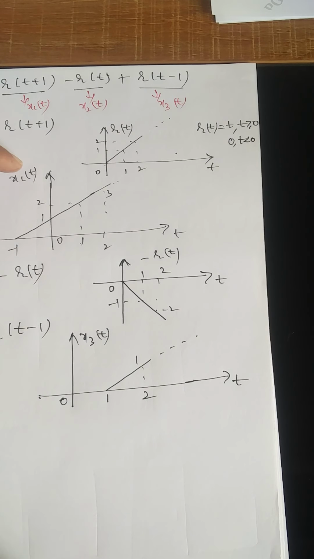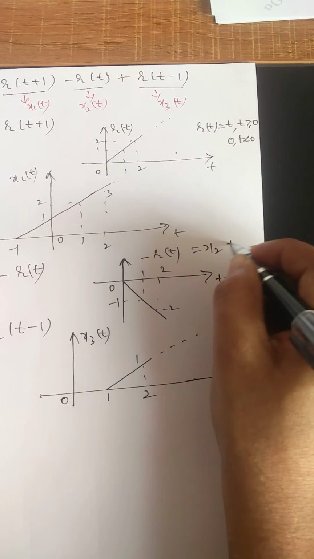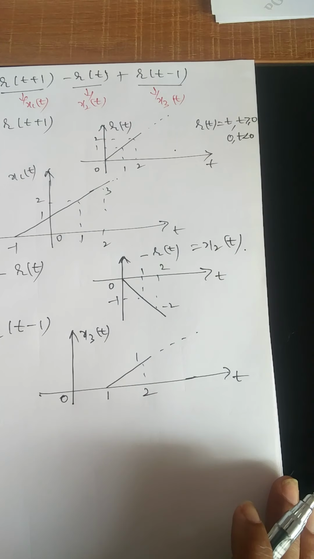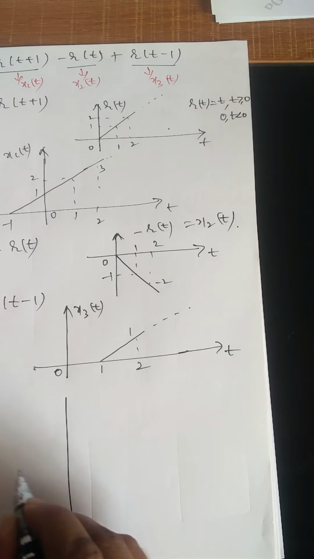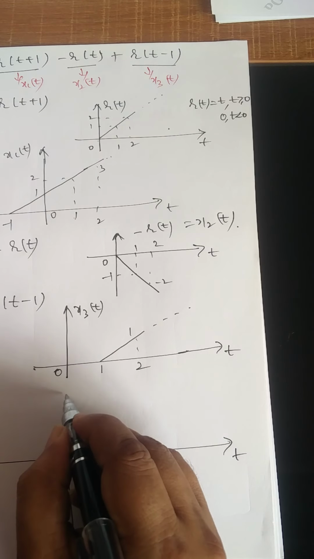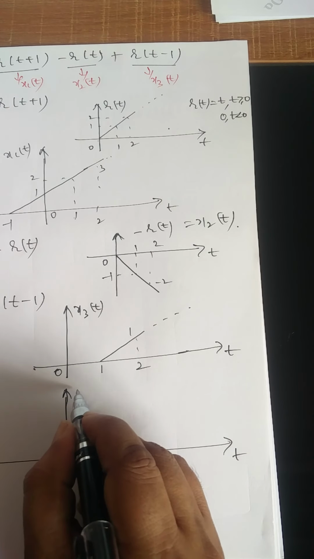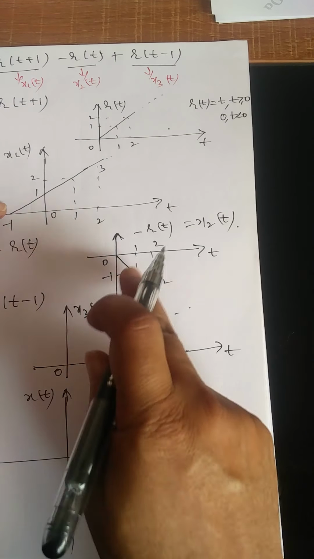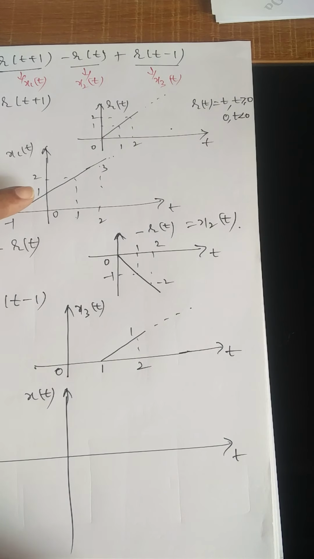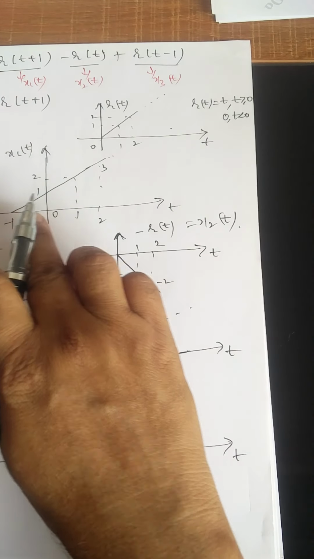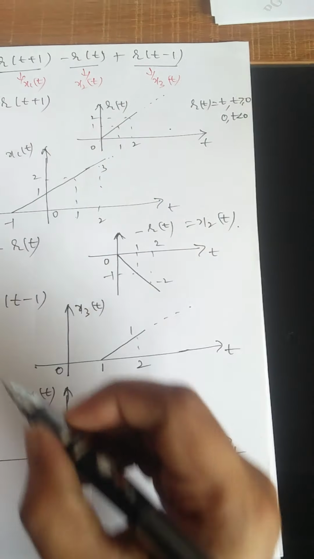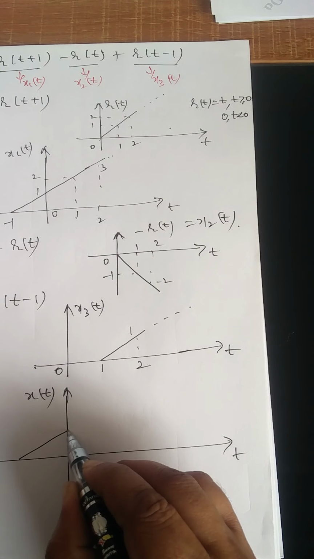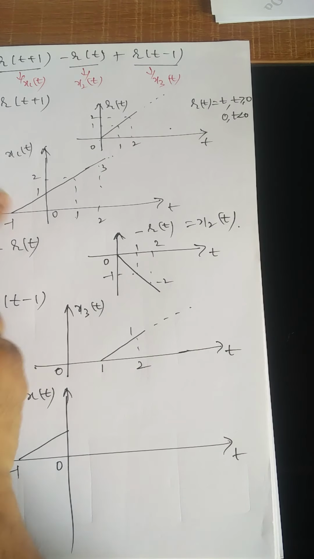Now I should add up x1, x2 and x3. Okay, this is the x2 of t. To add these three signals, this is t, and this is x of t. Start from minus 1, because less than minus 1 these three signals do not exist. From minus 1 to 0 only this signal exists, these two do not, so this signal plus 0 plus 0 gives the same signal. Only one signal is existing.